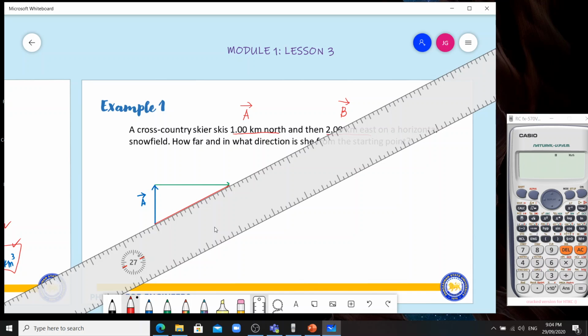Yan ay kung susukatin natin, ito ay 1, ito ay 2, and then, ilang hiwa to? 1, 2, 3, 4, 5, 6, 7, 8. 8 divided by 8, ano siya? Partition. So, nandun siya sa pangalawa. 2 divided by 8 ay nasa 1/4 or 0.25. So, parang tama ba? Kasi from 1 to 1, 2, 3, 4, 5, 6, 7, 8. Okay. 8 nga siya. So, 2 divided by 8 ay 0.25. So, ang tansya natin, dahil sa drawing, 2.25 kilometers. Tapos, nasa 27 degrees siya.